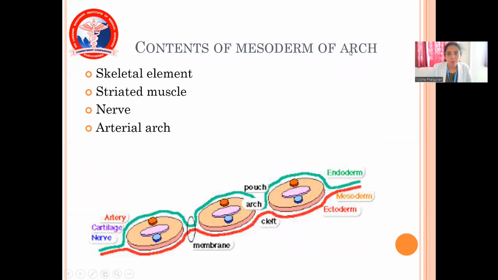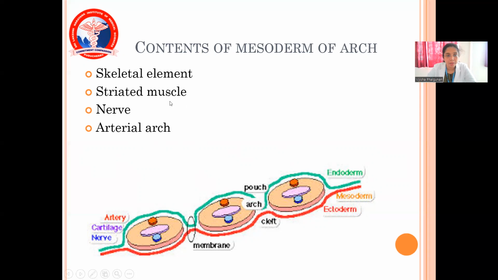The contents of the mesoderm of the arch. So this pharyngeal arch, what is it? It is a condensation of mesoderm, lined externally by ectoderm and internally by endoderm. But this condensation of mesoderm, which together you call a single pharyngeal arch, in turn gives rise to several structures. It gives rise to a skeletal element, a striated muscle, a nerve, and an artery.